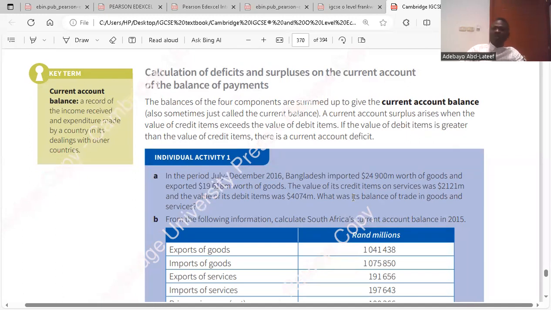Trade in goods surplus, trade in goods deficit. Trade in services surplus, trade in services deficit. Current account surplus, current account deficit. I think that is clear.